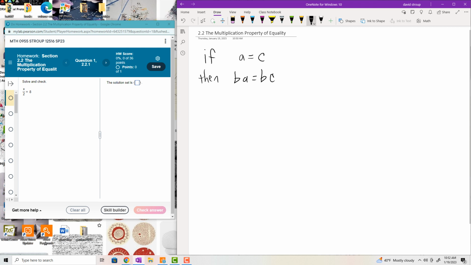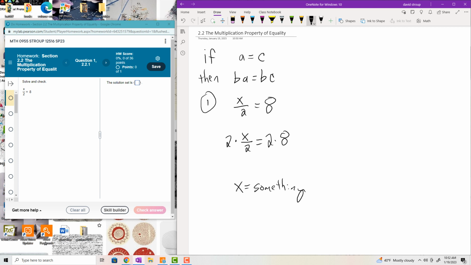So let's see how it works. Here's problem 1. We have x over 2 equals 8. And the end goal is always to get x equals something, right? So the problem with this equation is that pesky 2 underneath the variable x. So in order to get rid of the 2, if it looks like it's being divided, we multiply, right? So instead of division by 2, we multiply by 2. And if you do it on this left side, you also have to do it on the right side.